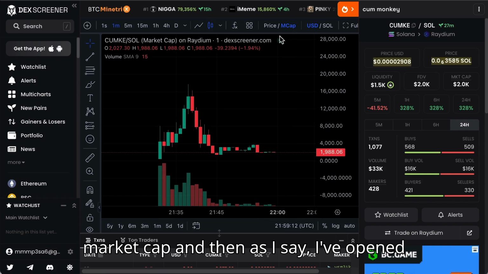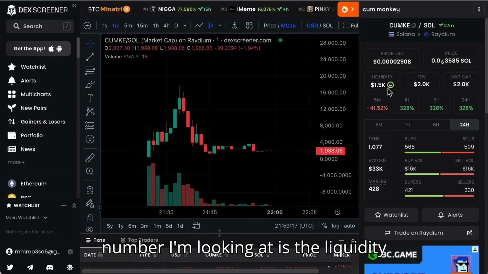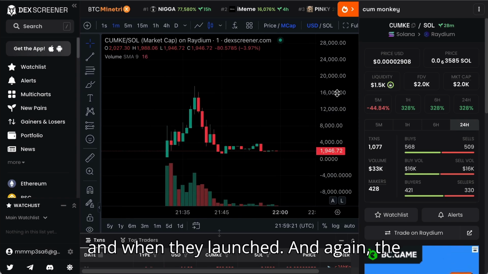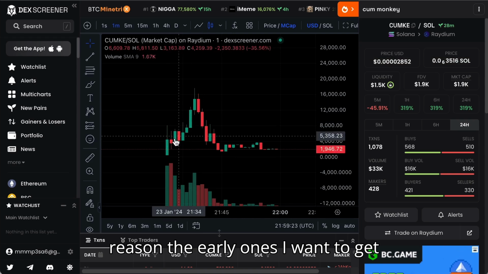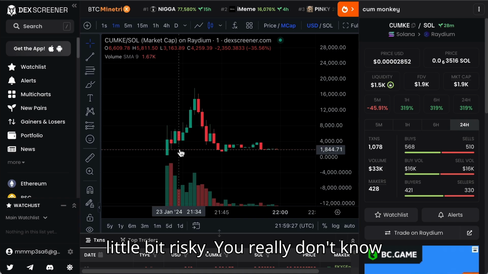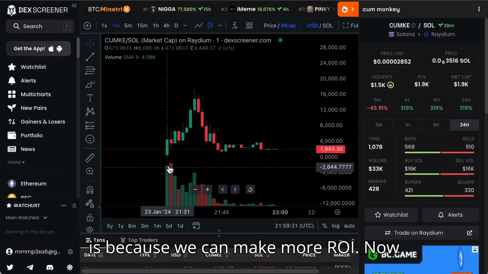And then, as I say, I've opened them in new tabs and now I can start analyzing them one by one. And the main number I'm looking at is the liquidity and when they launched. And again, the reason the early ones I want to get involved with, yes, they are maybe a little bit risky. You really don't know how it's going to pan out. But the reason is because we can make more ROI.